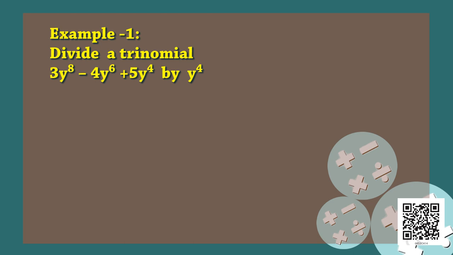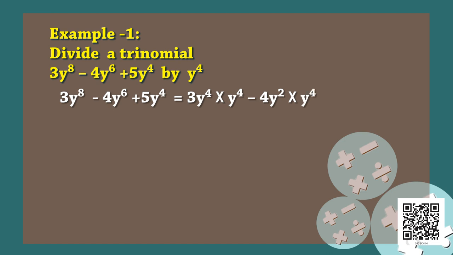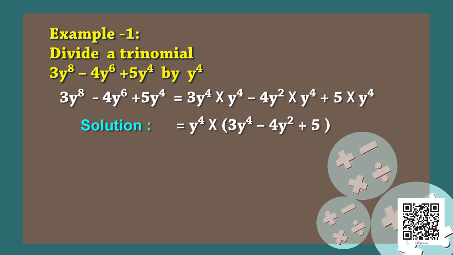First look at 3y to the power of 8 minus 4y to the power of 6 plus 5y to the power of 4. It can be written as 3y to the power of 4 into y to the power of 4 minus 4y square into y to the power of 4 plus 5 into y to the power of 4. By writing like this, you can see that y to the power of 4 becomes a common factor in each term. Hence, we can write it as y to the power of 4 into (3y to the power of 4 minus 4y to the power of 2 plus 5).